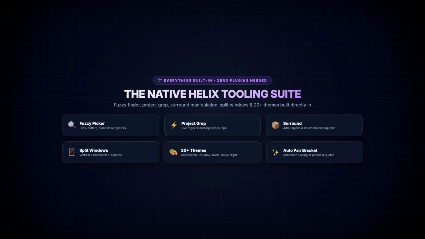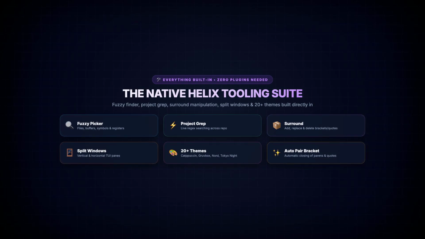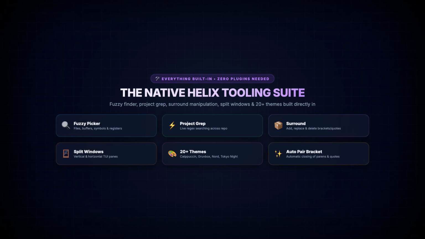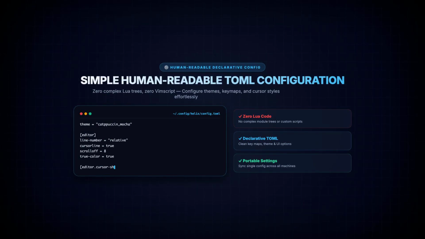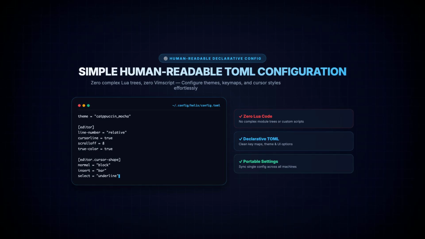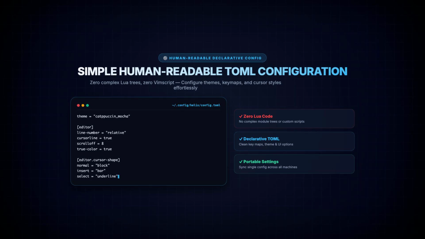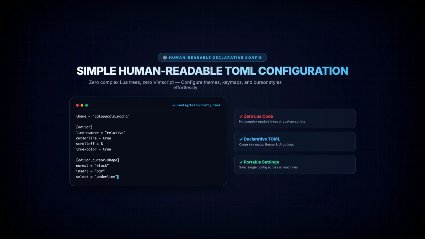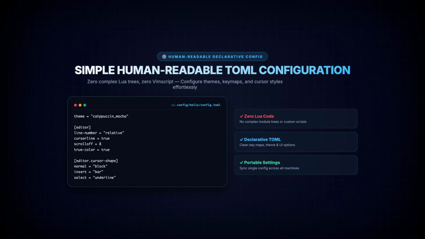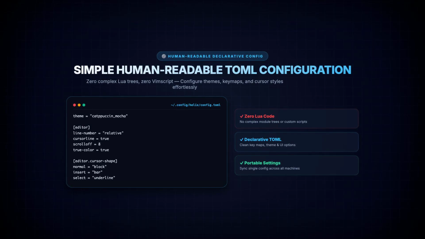In addition to language servers, Helix includes a built-in fuzzy finder for files, buffers, and symbols, project-wide grep searching, bracket auto-closing, surround manipulation, split window management, and dozens of prepackaged high-contrast visual themes. Everything runs inside a clean, modern terminal user interface without requiring a single plugin. Because Helix relies on built-in features rather than an ecosystem of disparate third-party extensions, configuring it is straightforward. Customizing key mappings, editing preferences, cursor styles, and themes is done using a simple, human-readable TOML configuration file. You don't need to learn a specialized scripting language like VimScript or maintain complex Lua module trees just to change your tab widths or change color schemes.